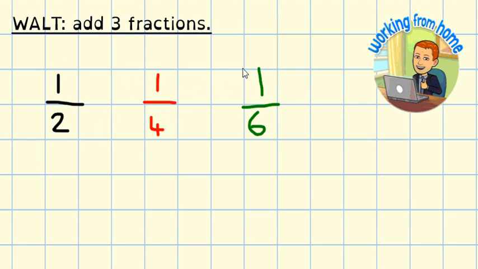Now, some of you straight away might have spotted, well, actually, I know that my common denominator here is 12, because I can times something by 2 to get to 12, I can times something by 4 to get to 12, and I can times something by 6 to get to 12. And if you've spotted that, brilliant. If you didn't spot that straight away, that's not a problem.